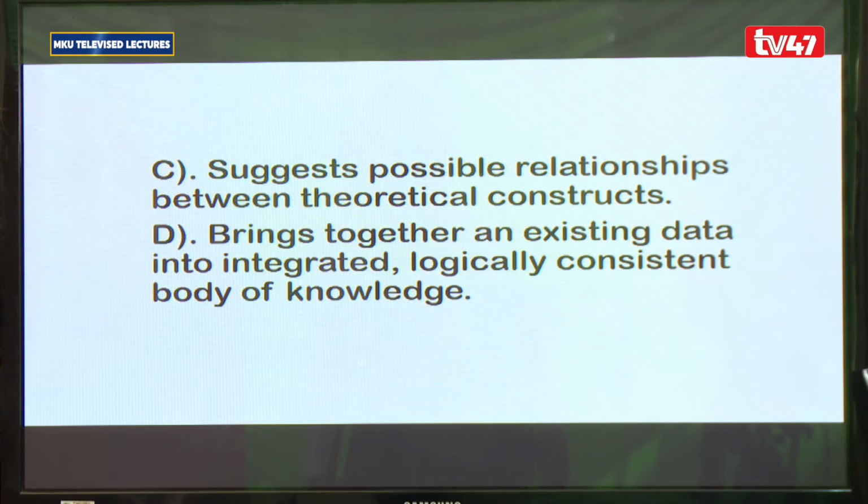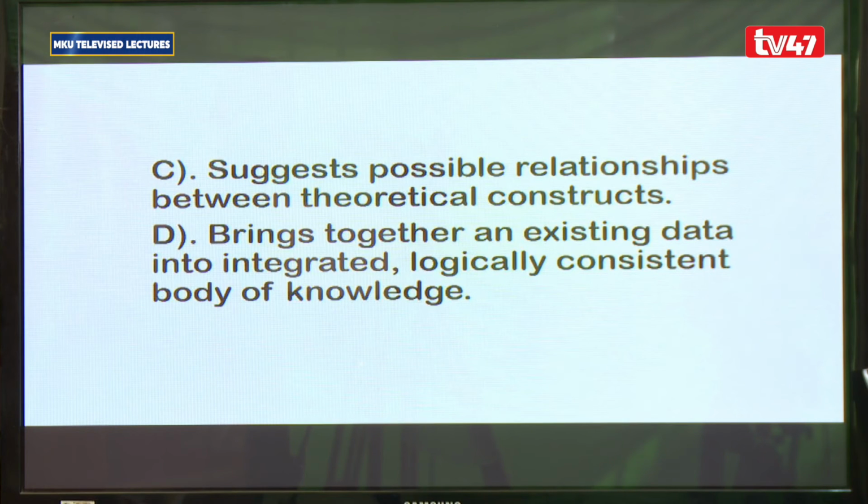Number three, it should also be able to give us the relationship. Remember, we said we have small, coherent statements that fit together. Now, here in number three, it suggests possible relationships between theoretical constructs, meaning that when we are using a theory, these small statements should be able to support each other, and we see how they are interconnected. Then number four, it brings together existing data into an integrated, logically consistent body of knowledge.